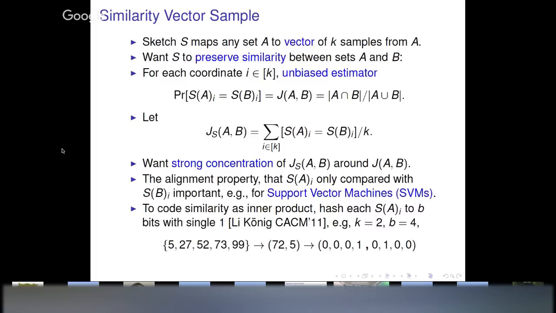Right, and then you can say, well, it's not really a dot product yet, but what you can do is take your vector like this one, and then hash each of the samples into a bit string with only a single one, where the position of the single one is sort of a hash value of the thing, and you combine it. The details are not so important, but it's not too hard if you first convert it into something where you do have dot products.